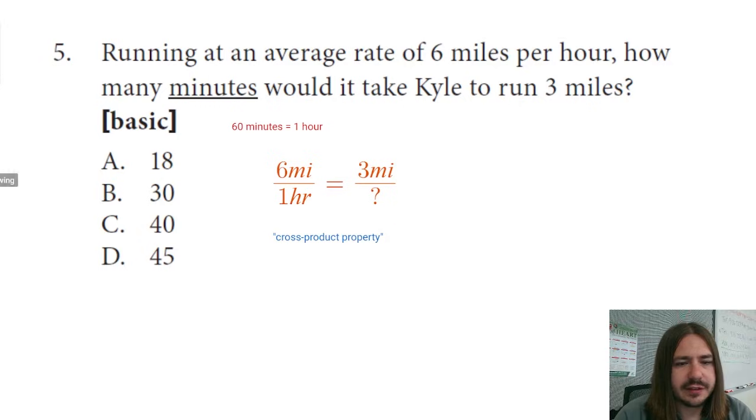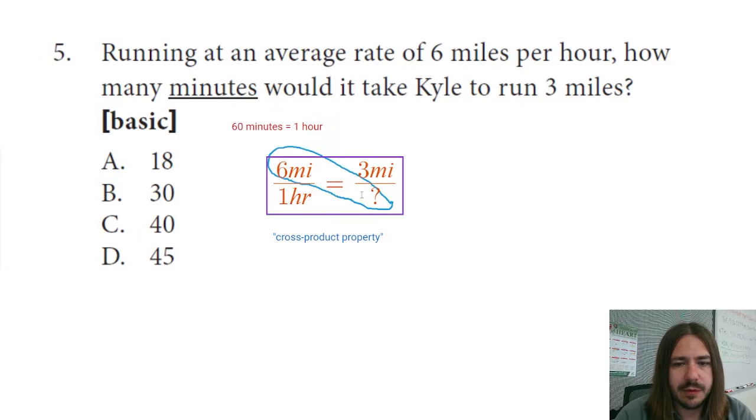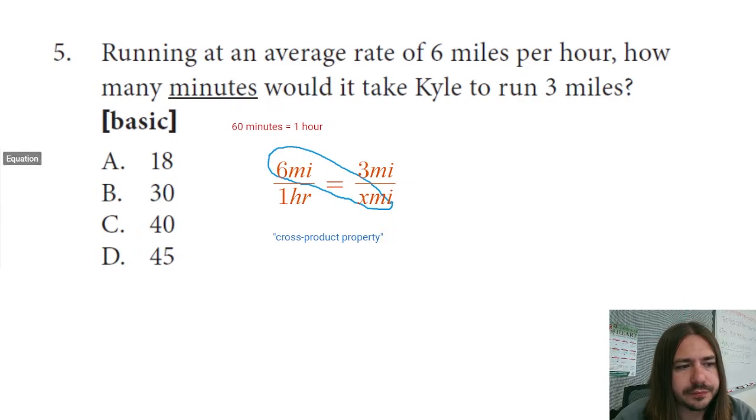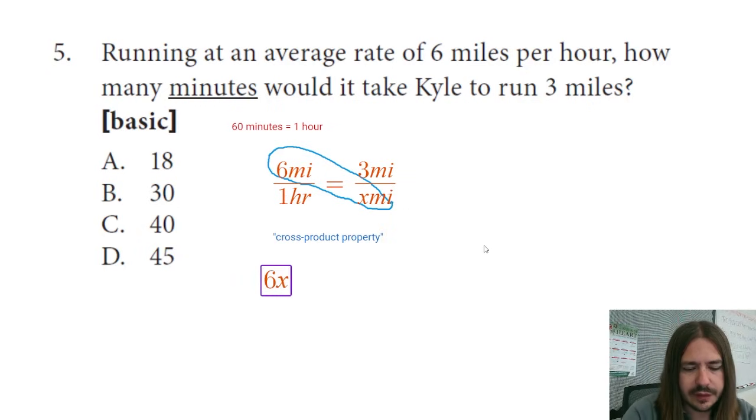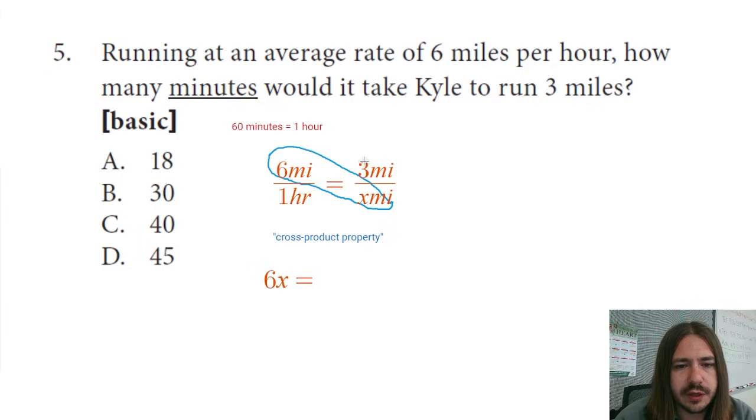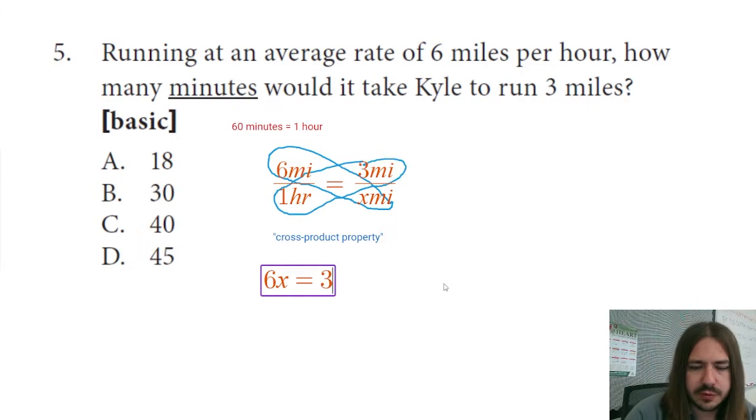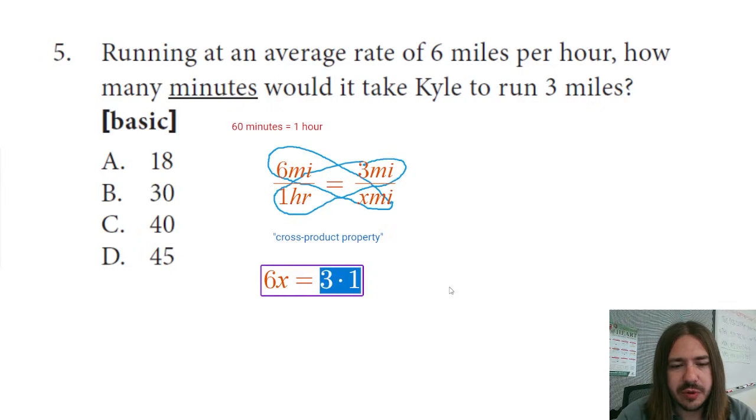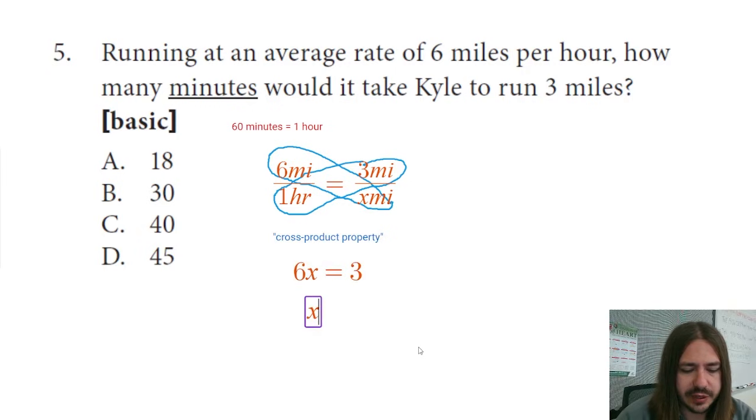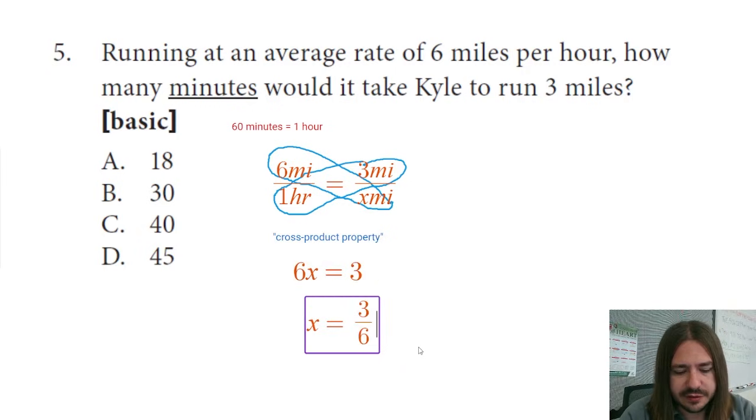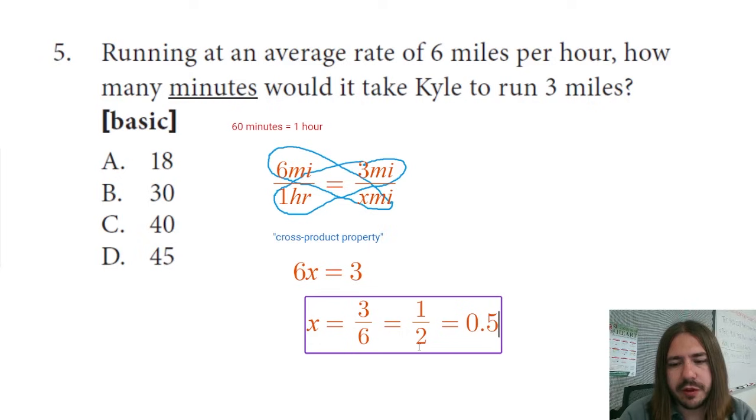So we have 6 times this question mark, I'll call that X for now. Okay, maybe we'll use X instead of question mark. X miles. So we have 6 times X equals 3 times 1. Now, 3 times 1, as you should know, is just 3. And so to solve this, we would divide both sides by 6. So we get X equals 3 over 6, which is 1/2, or 0.5.